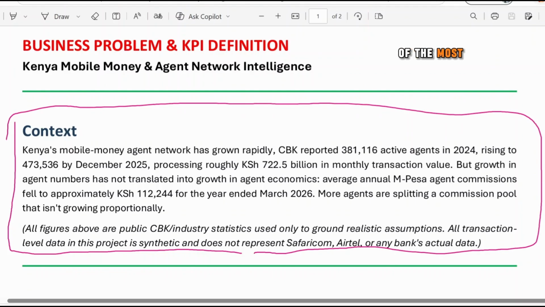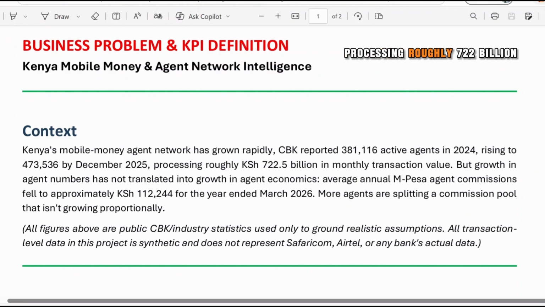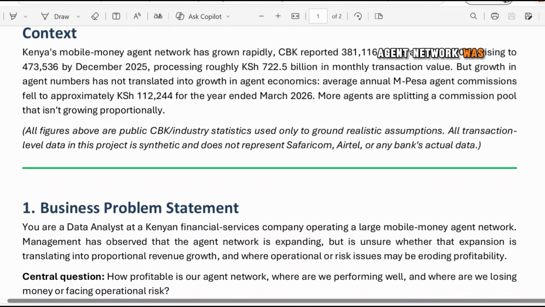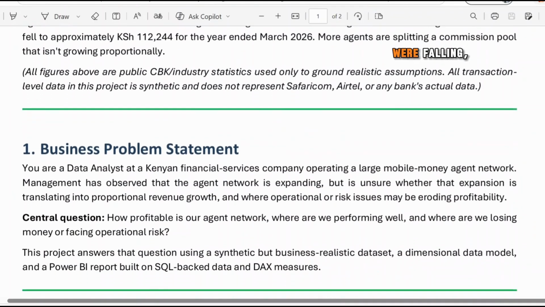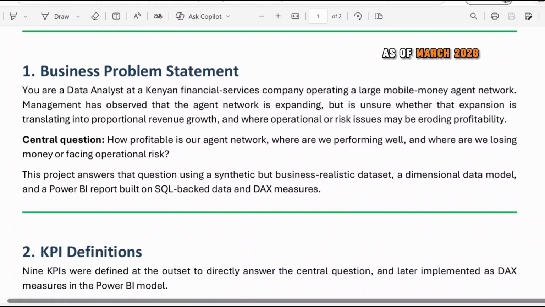Kenya has one of the most advanced mobile money ecosystems in the world. By December 2025, the Central Bank of Kenya reported 473,536 active agents processing roughly 722 billion Kenyan shillings in transactions every single month. That's an enormous network. But here is the problem. Even as the agent network was growing, average agent commissions were falling to approximately 112,000 shillings per year as of March 2026. More agents, same commission pool. Individual agents' earnings going down.